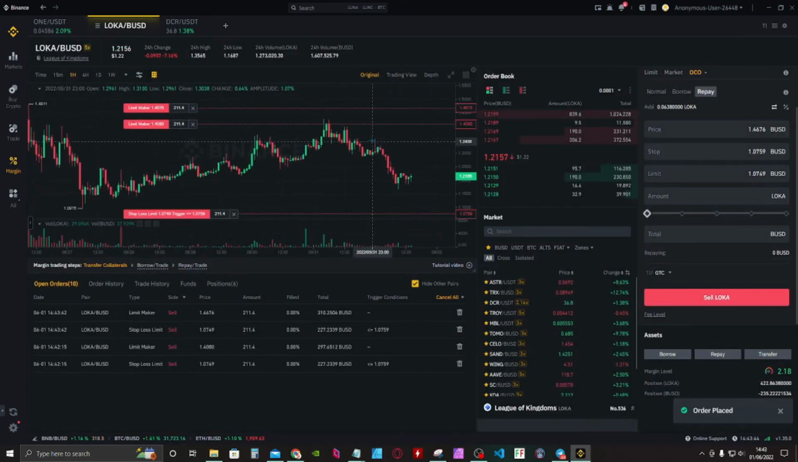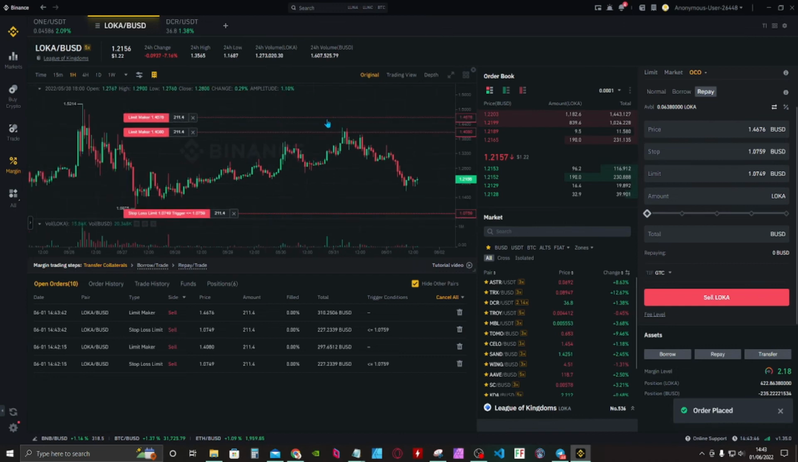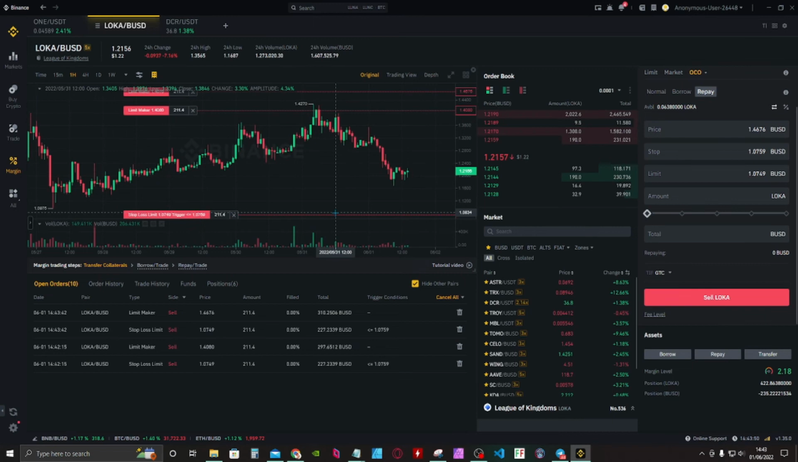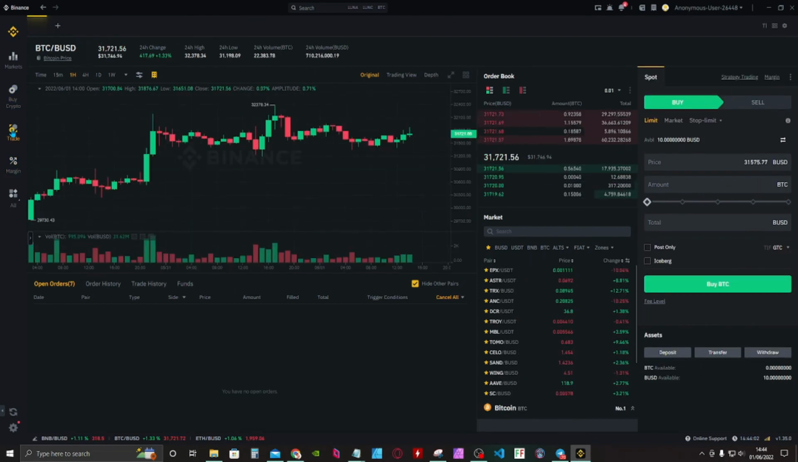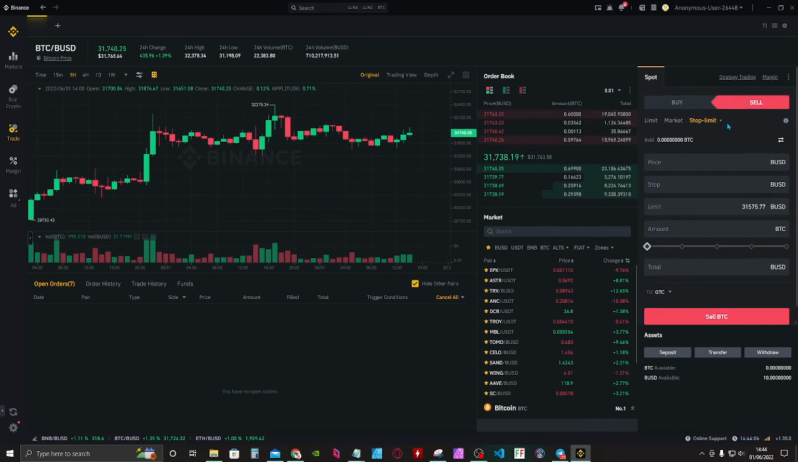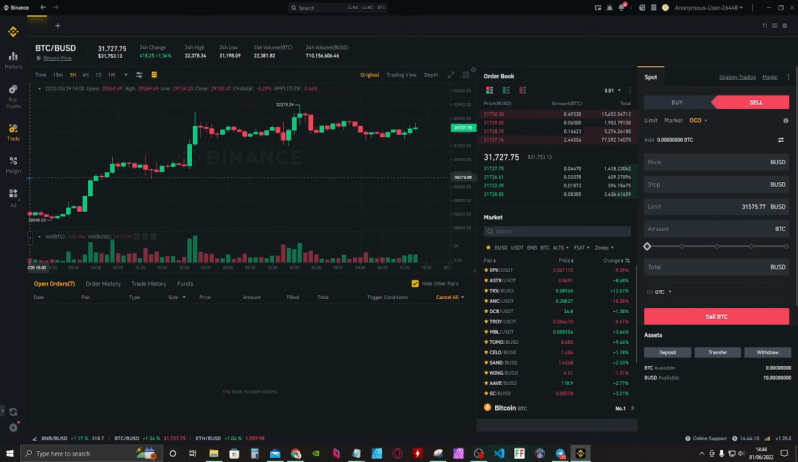See, now we have 2 take profits and 2 stop losses. They're in the same spot, that's why you can't see them. They're blending together. So they're going to stop in the same place and they're going to take profit in the same place. I'm pretty sure you can do this on spot as well. It's the same process.